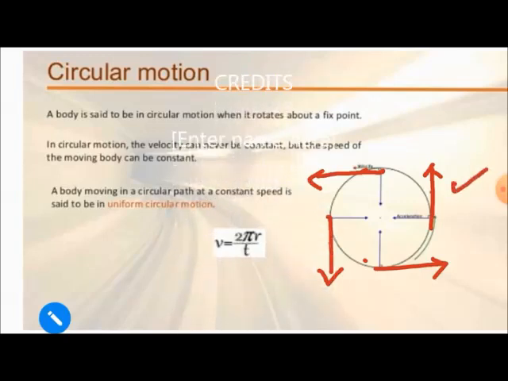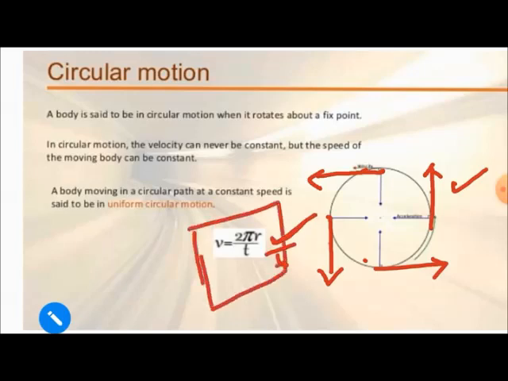A body moving in a circular path at a constant speed is said to be in uniform circular motion. As we know that it is a circular path, the perimeter of this circular path will be 2 pi r, or we can say this will be the distance. So velocity is distance divided by time. Here the distance is 2 pi r divided by the time period. So this will be the velocity of uniform circular motion.